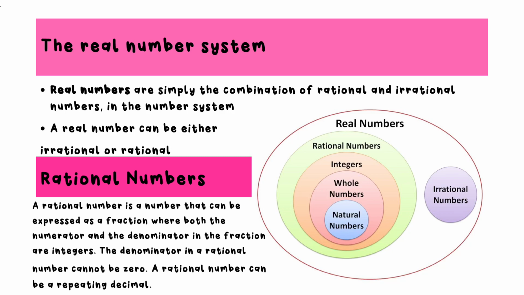So I'm going to be discussing the rational number. A rational number is a number that can be expressed as a fraction where both the numerator and the denominator in the fraction are integers. The denominator in a rational number cannot be 0, and a rational number can be a repeating decimal.